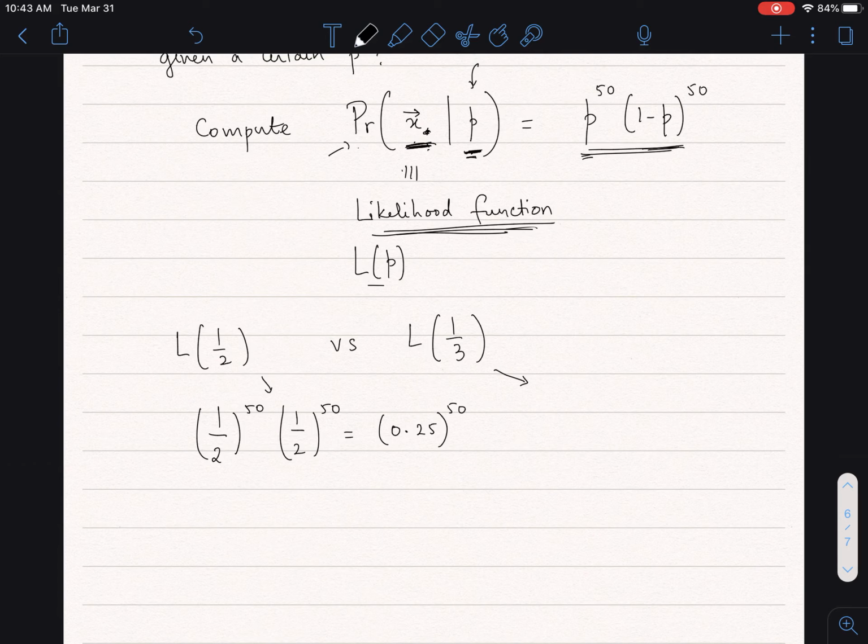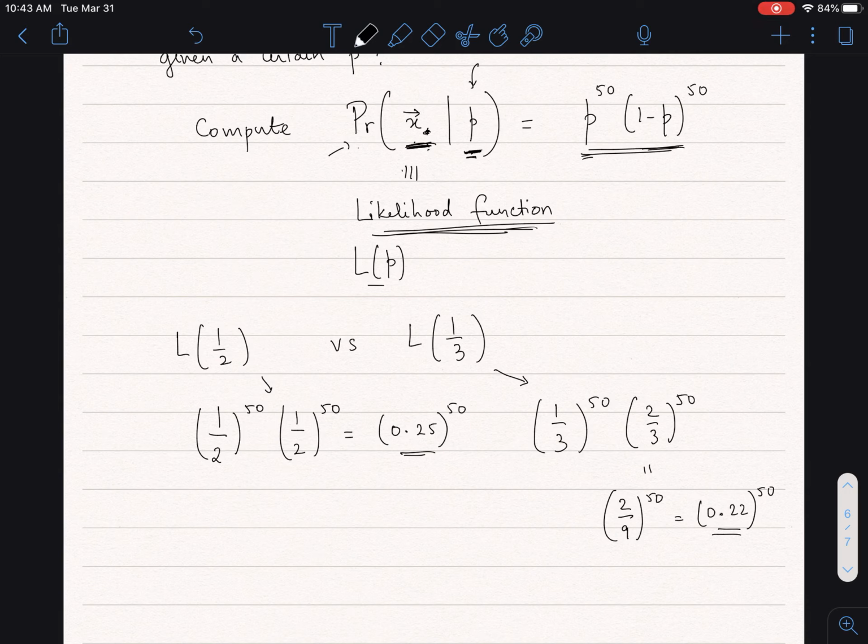This is (1/3)^50 times 2 by 3 to the power of 50, and this is equal to 2 by 9 to the power of 50, which is equal to 0.22 to the power of 50. Okay, so one of these, L of half, is 0.25 to the power of 50, and L of 1/3 is like 0.22 to the power of 50.